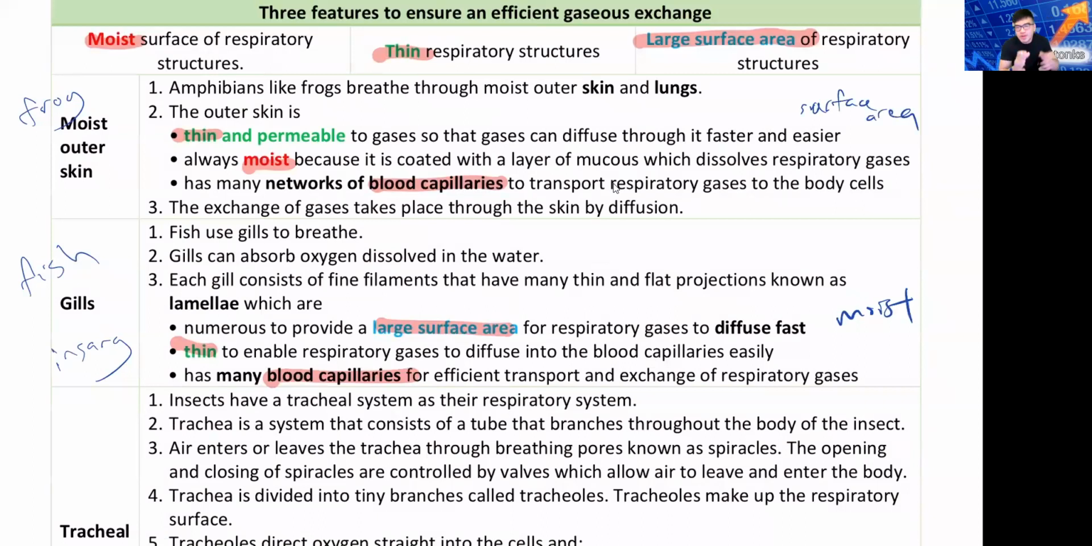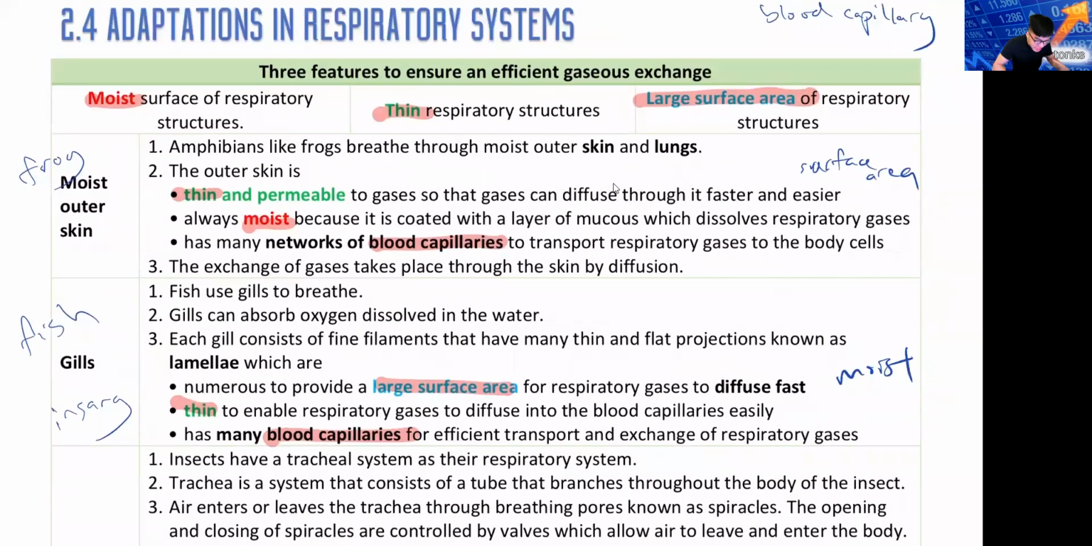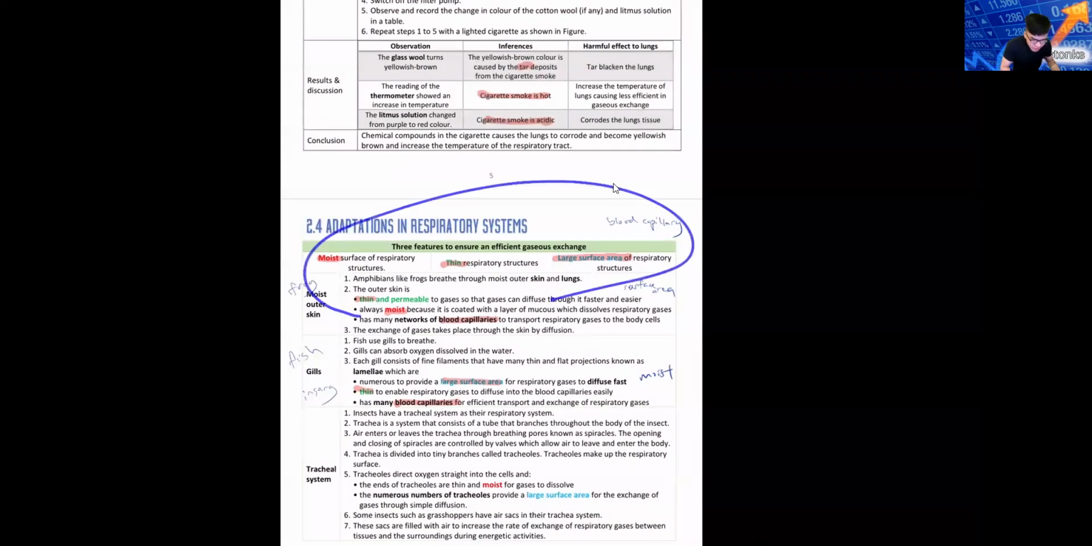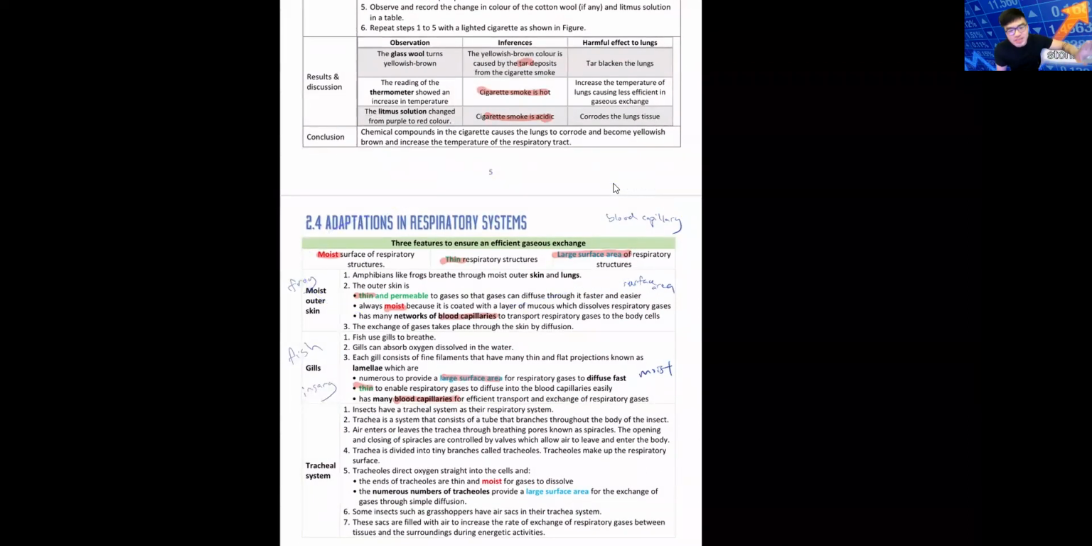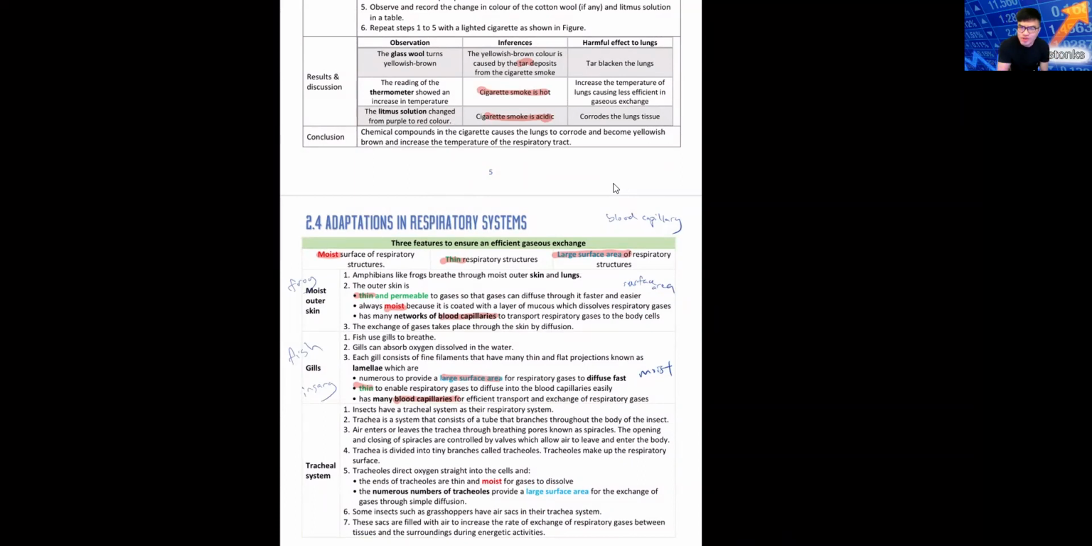Okay, so my point in this whole page is the 4 characteristics of other animals. They are the same as us: moist, thin, surface area, capillary. Yes, structurally we are not the same. We and grasshoppers, we are not the same. We and fishes, whatever you name it, we are not the same. But the basic principle is the same. We have these 4 characteristics to help us absorb gas very easily. I hope you get what I'm trying to say here.